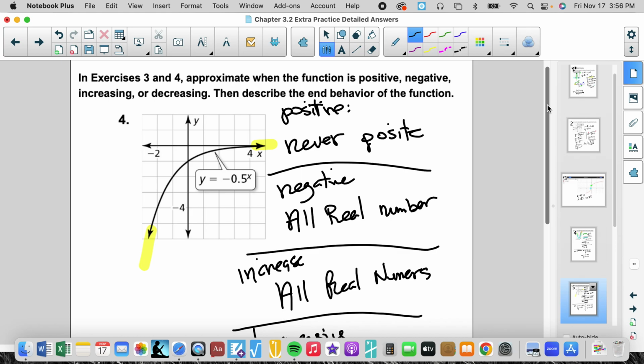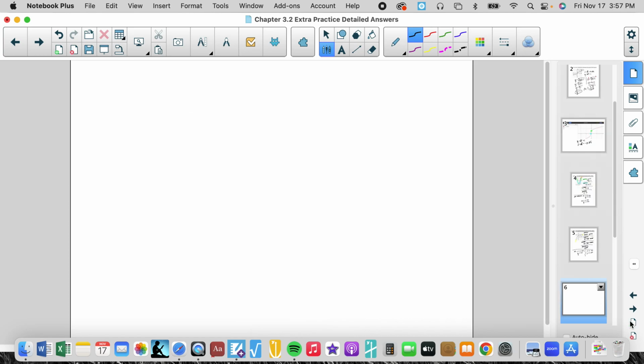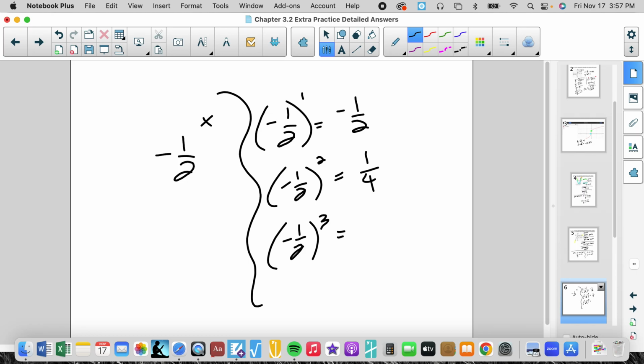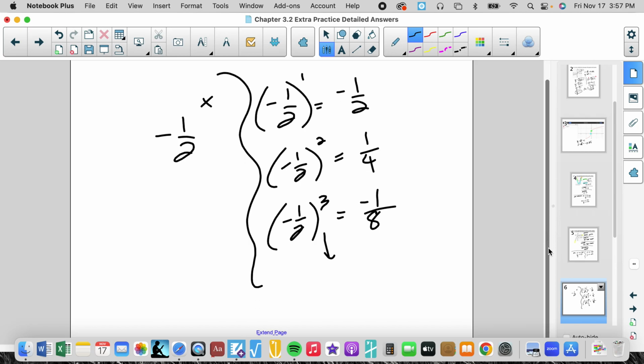And we see it's actually never going to touch 0, because no exponent on negative 1/2 will ever give you 0. We can sort of see that. If we have negative 1/2 to the 1, that gives me negative 1/2. Negative 1/2 to the second gives us positive 1/4. Negative 1/2 to the third gives you negative 1/8. So as we get bigger, it's just going to flip-flop and get smaller and smaller and closer to 0.